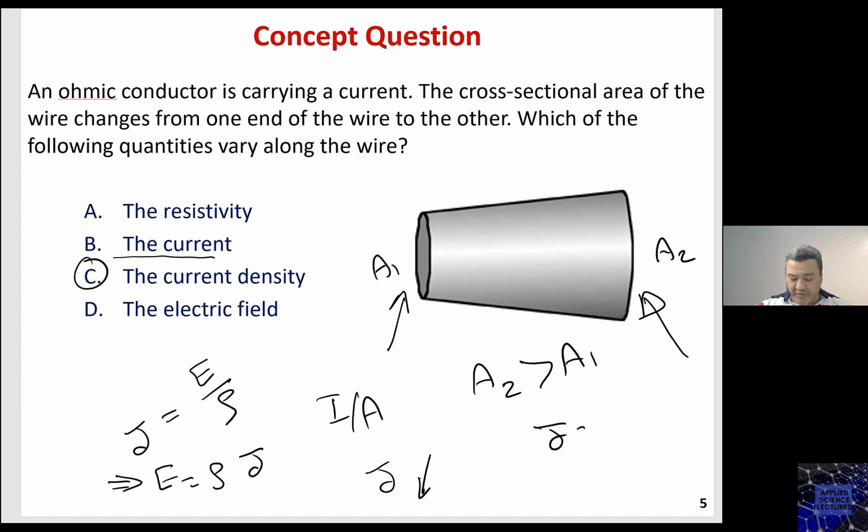We know that J equals I divided by A. So J is the current over the cross section, and the cross section is increasing. Current is staying the same, then J is decreasing. If J is decreasing, then the electric field would be also decreasing, which means the electric field will vary along the wire, and in this case, it will be C and D.